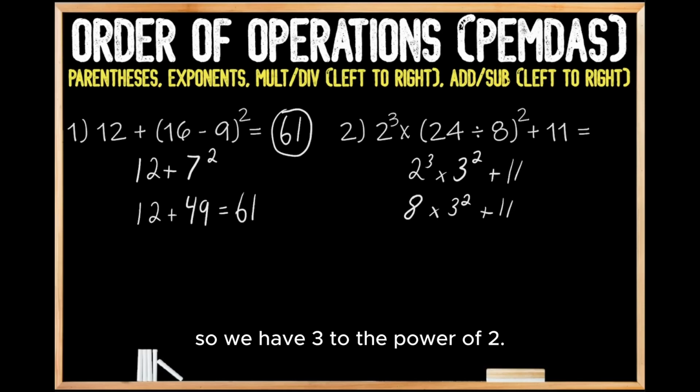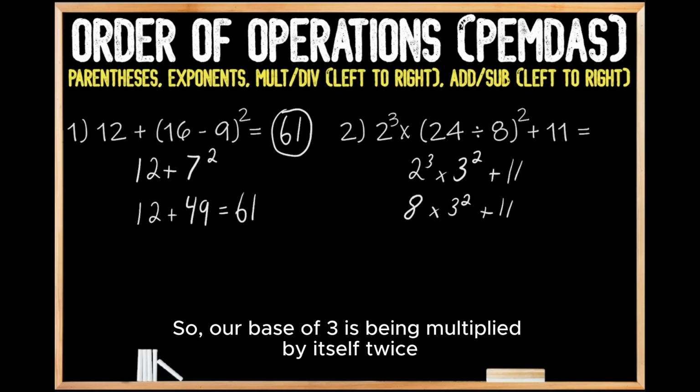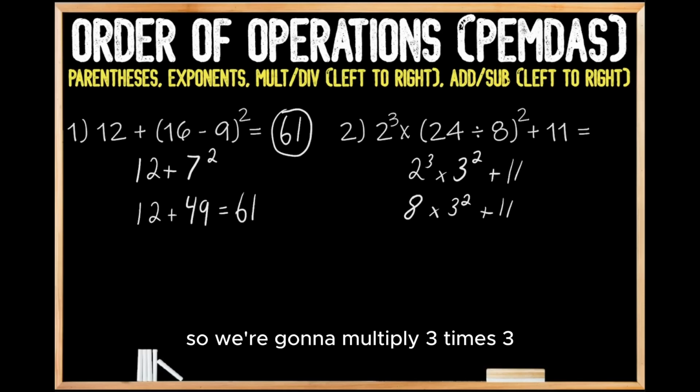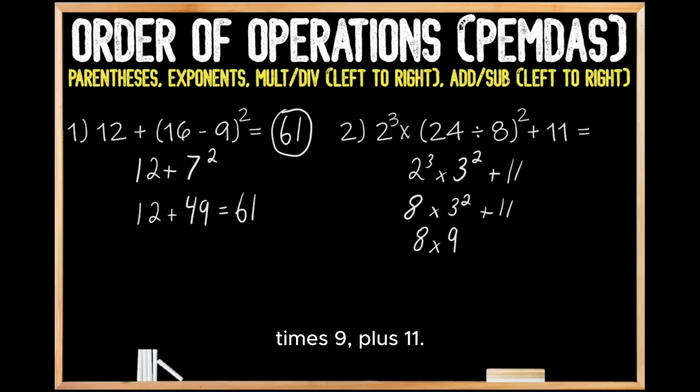And since we have an exponent here still, we're going to work through that next. So we have 3 to the power of 2. So our base of 3 is being multiplied by itself twice. So we're going to multiply 3 times 3, which we know gives us 9. And then we're going to bring down the rest of this problem. So we have 8 times 9 plus 11.